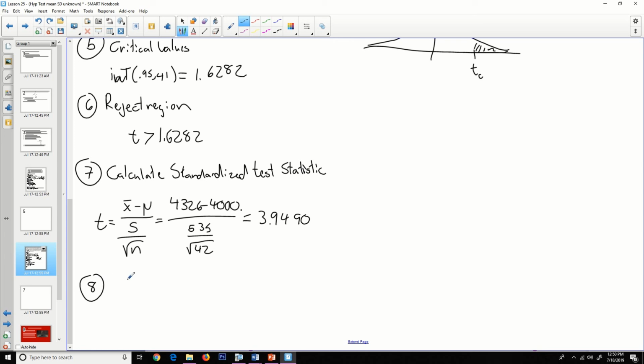So 8, since our t equal to 3.9490 is greater than the critical t-score of 1.6282, we're going to reject the null hypothesis.